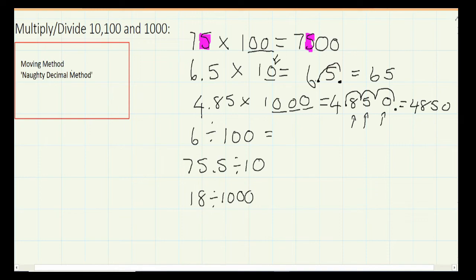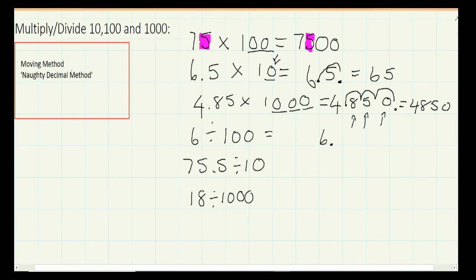6 divided by 100. You're doing the exact same thing, apart from the fact that you're going to move the decimal in the opposite direction as a result of the number getting smaller. So we start with 6. Now, units are always at the end with a decimal point. If you know the decimal point's at the end of a unit, then you'll be absolutely fine, because then you'll be able to move it.